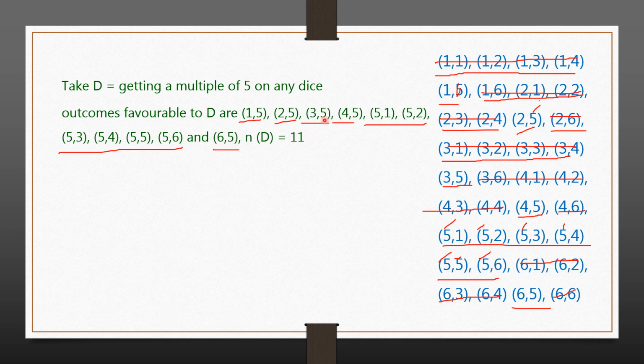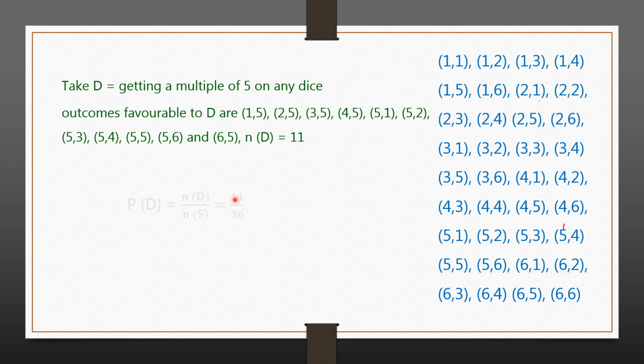Like this we will get totally 5 plus 5 is 10, plus 1 is 11 outcomes. 11 favorable outcomes to D we got here. Therefore, P of D is n of D by n of S, that is 11 by 36. As we got, the number of favorable outcomes to D is 11, n of D is 11, and n of S we know already is 36. That is the sample space when two dice are thrown. Therefore 11 by 36 is the probability of getting a multiple of 5 on any dice.